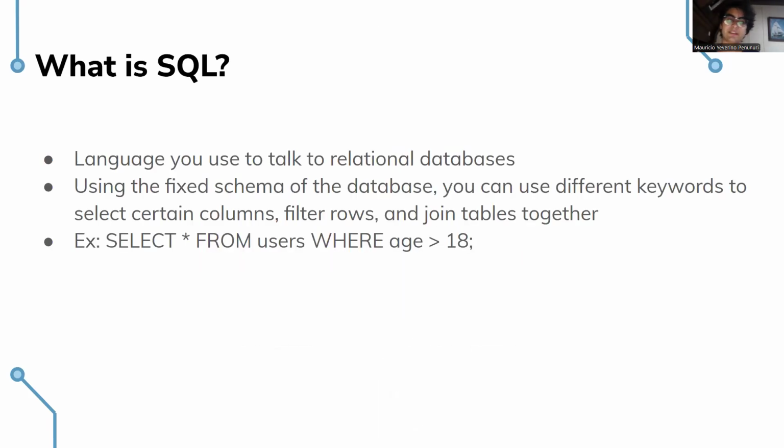So what is SQL? SQL is basically just a language that you use to talk to a relational database. You can use certain queries with different keywords to select certain columns, filter rows, and join tables together. For example, if you have a table called users, you can select everything from the table users where in the column age, everyone is above 18. And this query will give you back all the rows from the table users that comply with this filter.